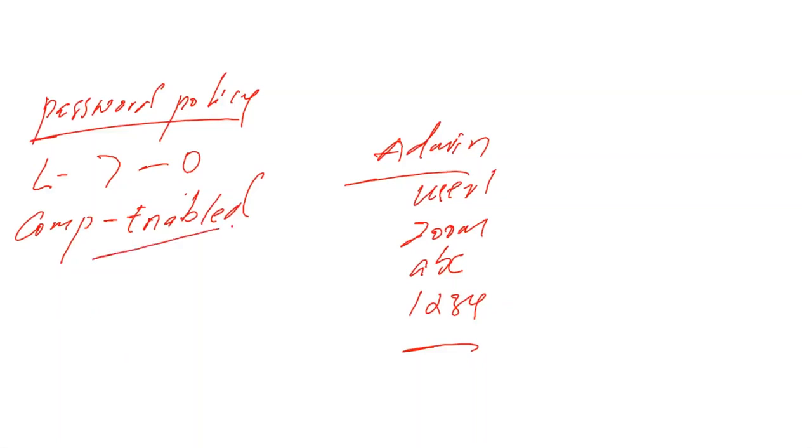At the same time you have to disable this feature also. What do we have to disable? Complexity, from enabled to disabled. If you change these two things, you have the right to create the user account with a password, without a password, or with 1 or 2 characters. And we can make these changes in the Group Policy Management console.